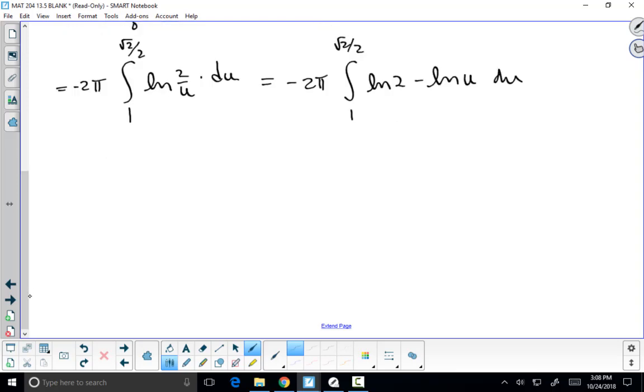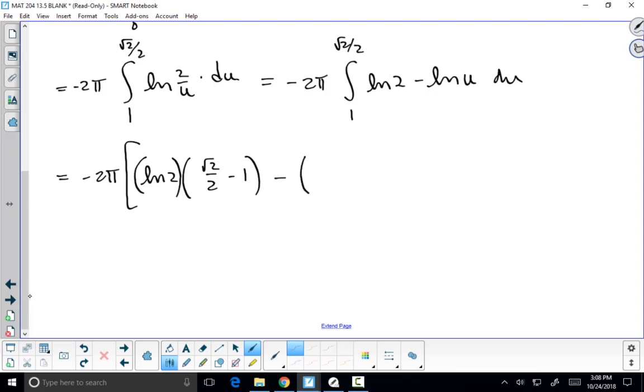Okay, so then we integrate here. So we have minus 2 pi times the integral of natural log of 2, which is just natural log of 2 times u. Can't we just multiply it by the length of the interval? There's no u in here, so when we integrate this, we just get natural log of 2 times the length of the interval, so root 2 over 2 minus 1. And that's outside of the log.